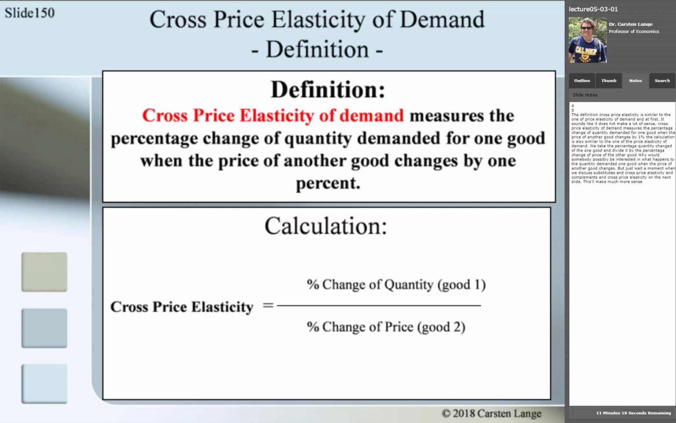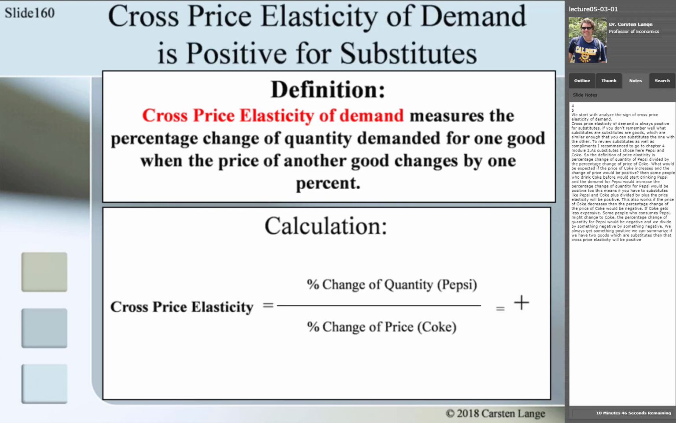The calculation is also similar to the one of price elasticity of demand. We take the percentage quantity change of the one good and divide it by the percentage change of price of the other good. Why would somebody possibly be interested in what happens to the quantity demanded of one good when the price of another good changes? But just wait a moment. When we discuss substitutes and cross-price elasticity and complements and cross-price elasticity on the next slides, this will make much more sense.